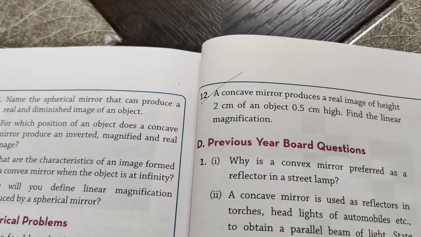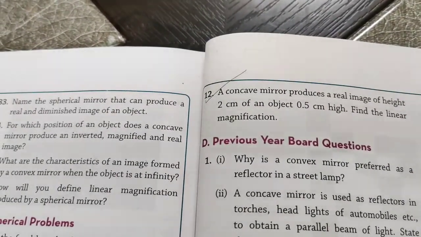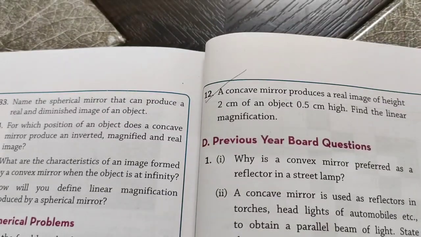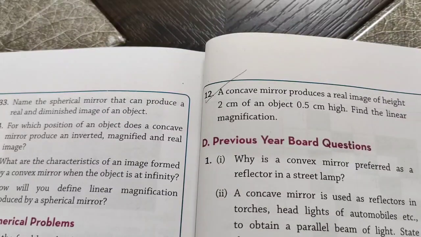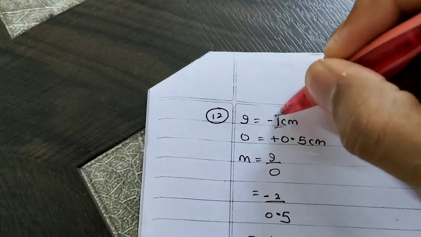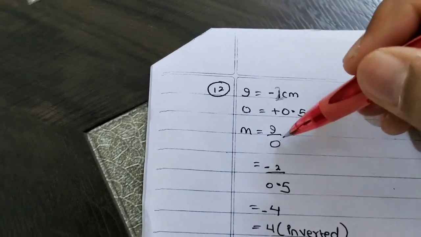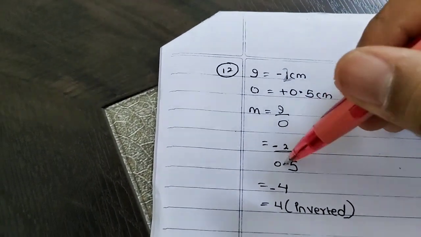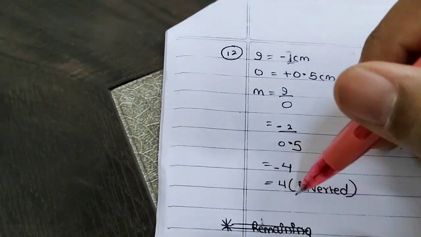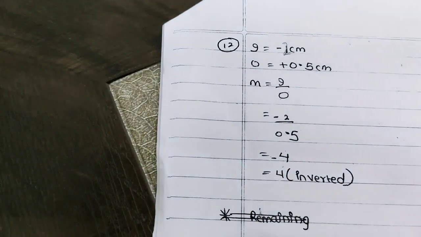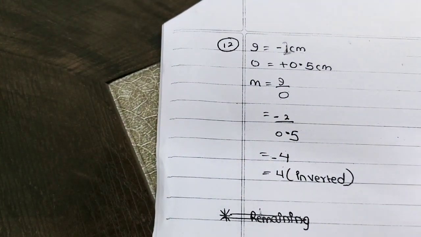12th sum. A concave mirror produces a real image of height 2 centimeters. So image is equal to minus 2 centimeters height, and object is 0.5 centimeters height. Find the linear magnification. So direct formula, M is equal to I upon O. I is minus 2, O is positive 0.5, so that's minus 4. That means 4 inverted. Now there is one solved example which is very interesting, so let's discuss that as well.